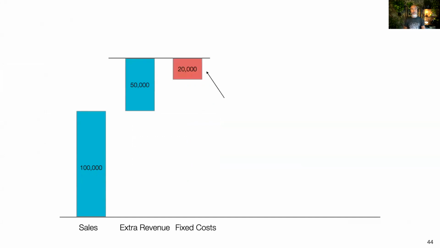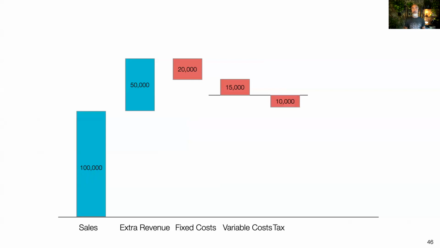But the next one is a fixed cost. So you want to minus it, or go down $20,000. And then you have a variable cost, like another $15,000. It's not going up. It's actually coming down because of subtracting. And then you get the tax. So you want to subtract tax of $10,000. And at the end, you have $105,000 remaining. Maybe you can call it net earning or something like that.